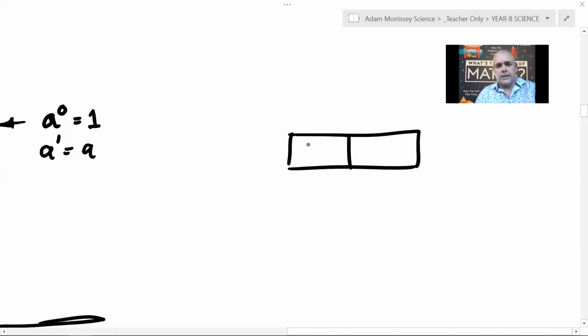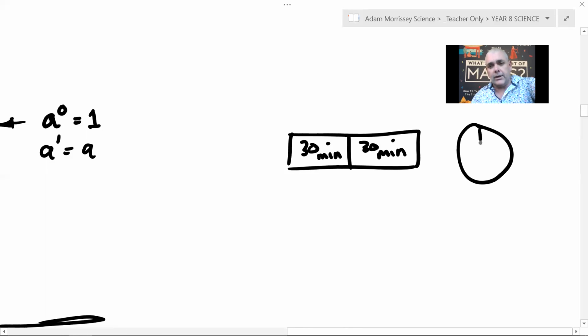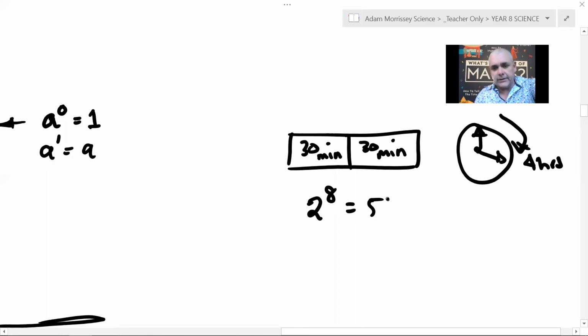I don't think they divide every 30 minutes, but 30 minutes is an important time block, because if we're watching the clock and we say 4 hours, students can model this quite easily once they understand it's splitting twice every hour. We've got 4 hours, so it's going to be 2 to the power of 8, that's 256.